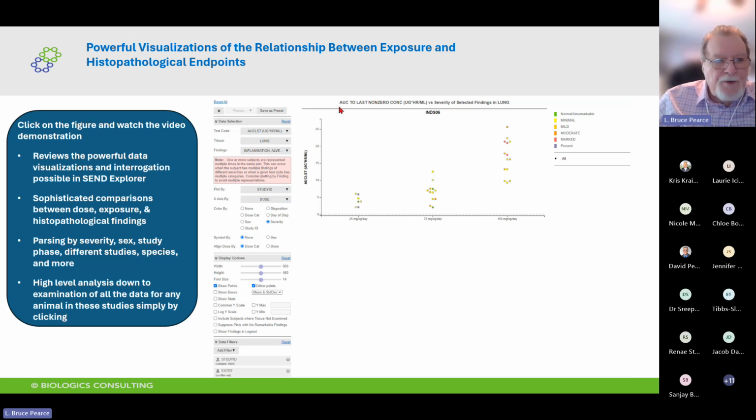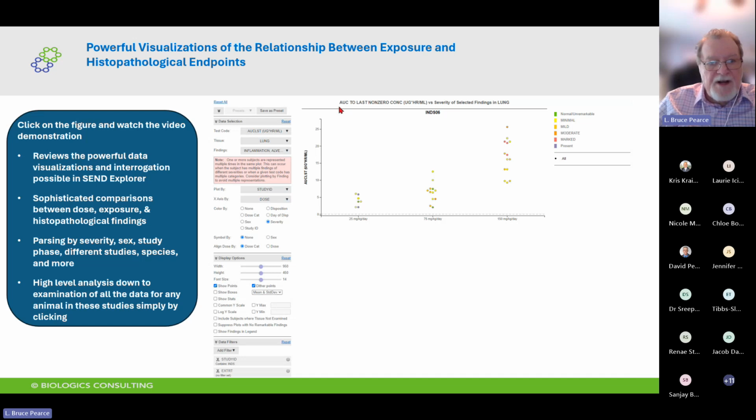Showing the relationship between exposure and histopathological endpoints. In this case, it's a repeat dose tox study in dogs, and we're looking at the histopathology in the lung. And so follow the pointer as it goes through and makes selections and changes here. This is a scatter plot looking at exposure versus dose for the lung. And you can see here that we could select any tissue and look at any tissue that we wanted here and do the same thing.